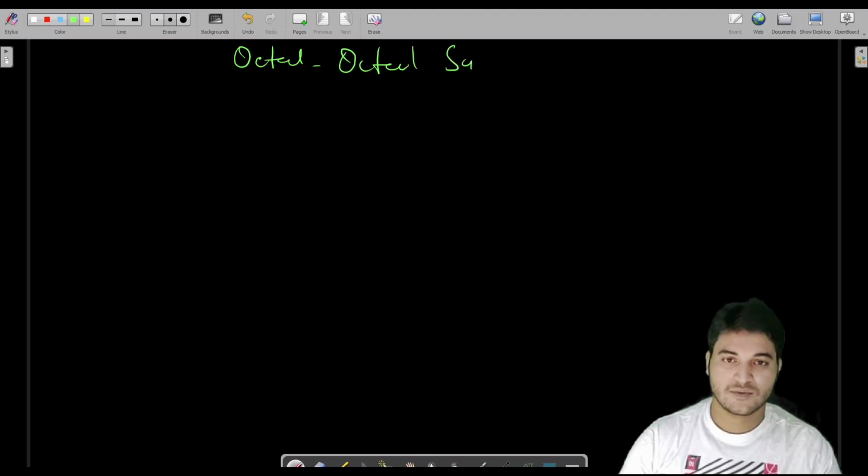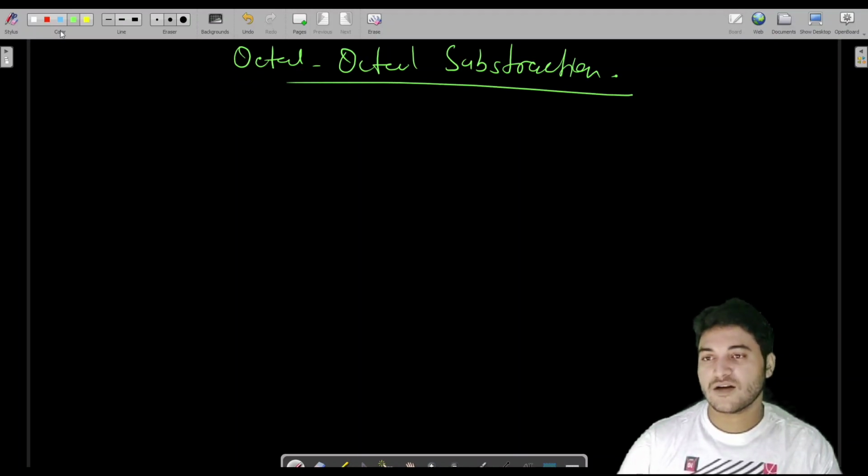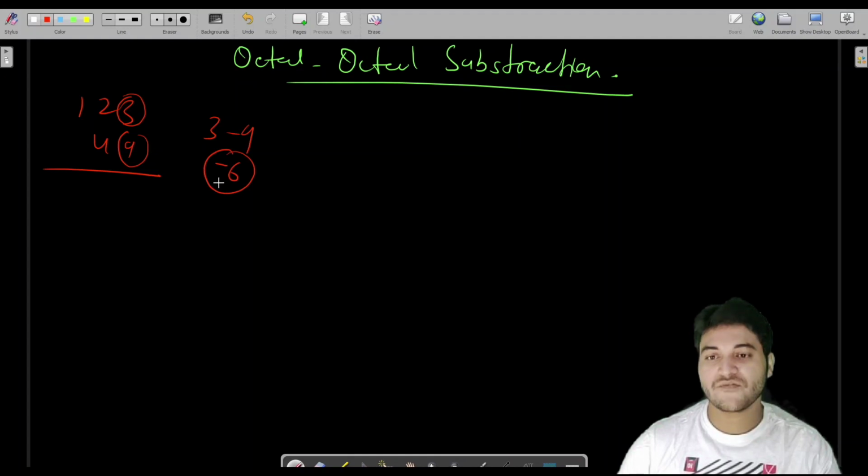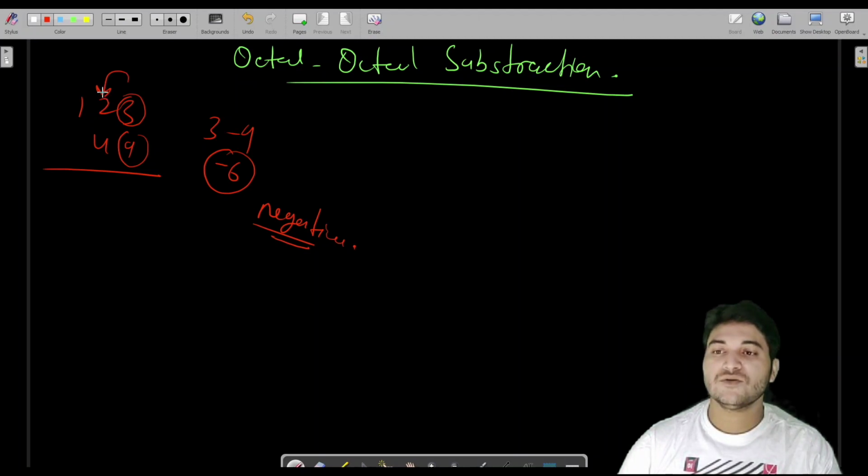So now we are going to cover octal subtraction. Fine. So I would take again the same example. In decimal, what we used to do is pick up these two digits, which are 3 and 9, and subtract them. So 3 minus 9 is minus 6. If the difference of these two digits is negative, then we used to take one borrow from here, and we used to add 10 into this digit, which is 3.